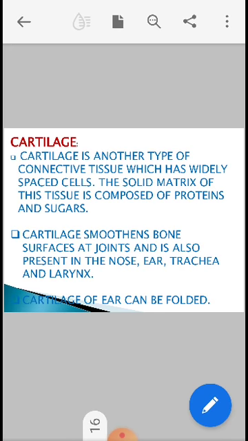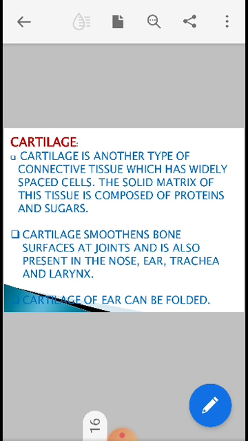Okay, now let's talk about the next part, that is the cartilage. What is cartilage? Cartilage is again another type of connective tissue. It has widely spaced cells, so the cells are very far apart from each other, and the solid matrix of this tissue is composed of proteins and sugars. So if you want to make your body strong, then you need proteins along with calcium. If you want to make your connective tissue strong, you need proteins and calcium.